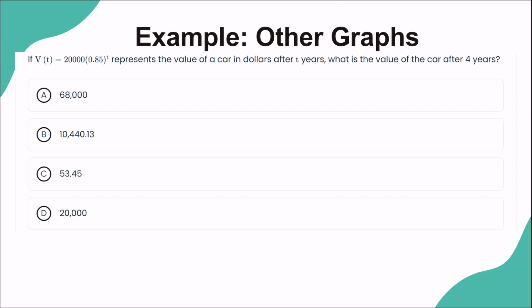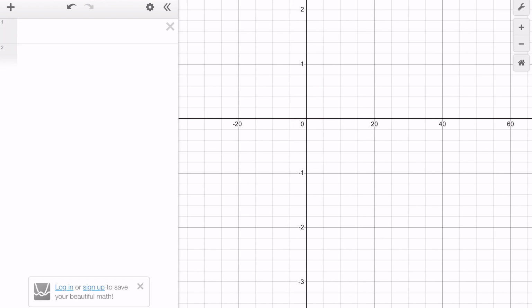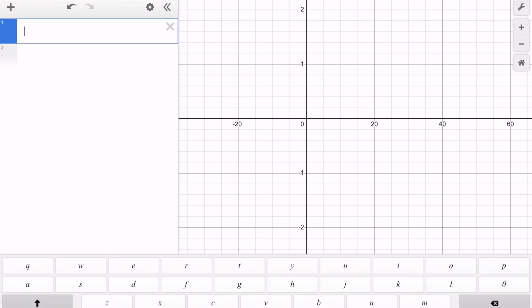Okay, here is going to be kind of an exponential decay one. It tells us v of t represents the value of a car after t years, and it asks, what is the value of this car after 4 years? Now, again, you could just plug this in and try to get the answer that way, but sometimes visualizing it helps. So I'm going to plug in the equation they gave us.